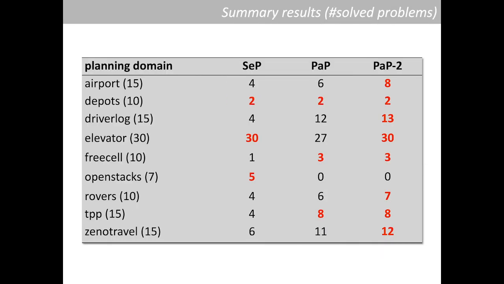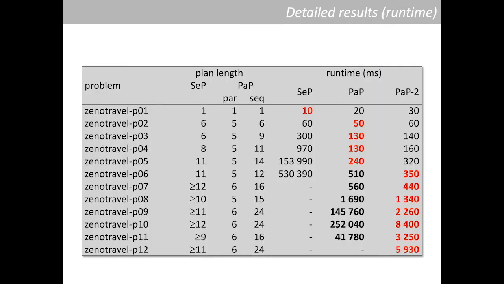And again, if you look at the comparison, PAP2 is even better than PAP because it uses a smaller search space. The number of variables is much, much smaller there. So the major advantage of PAP over SET is using parallel actions. So this is the detailed runtime comparison between the models.